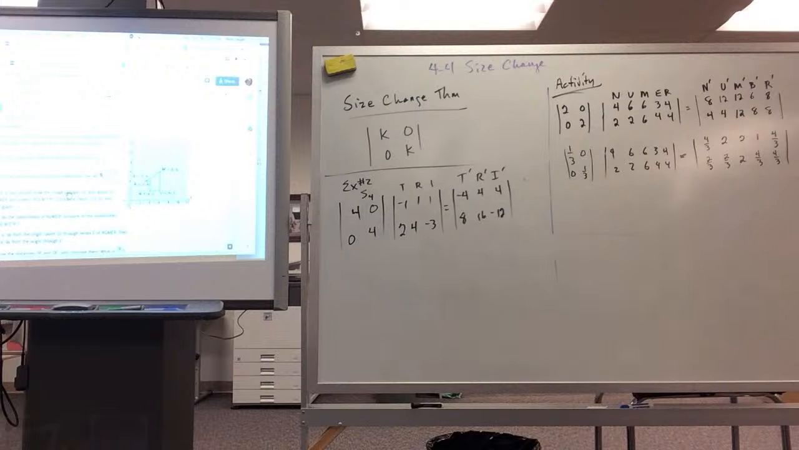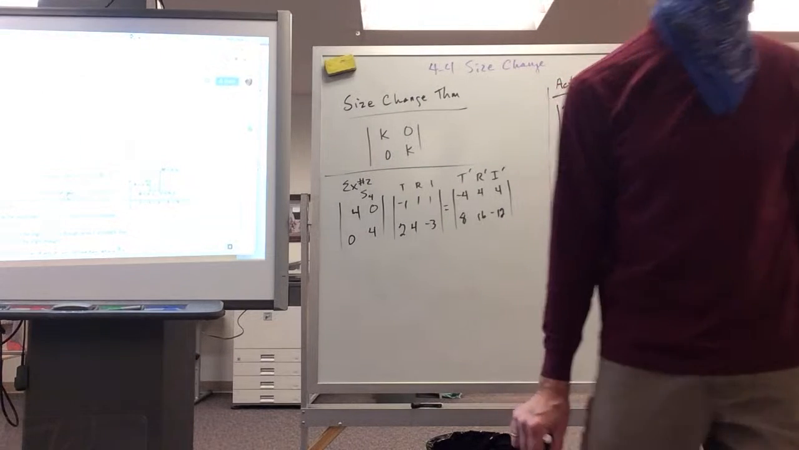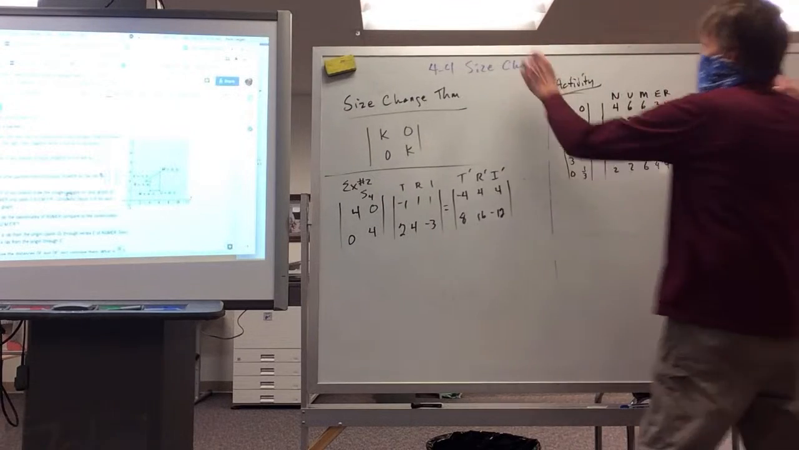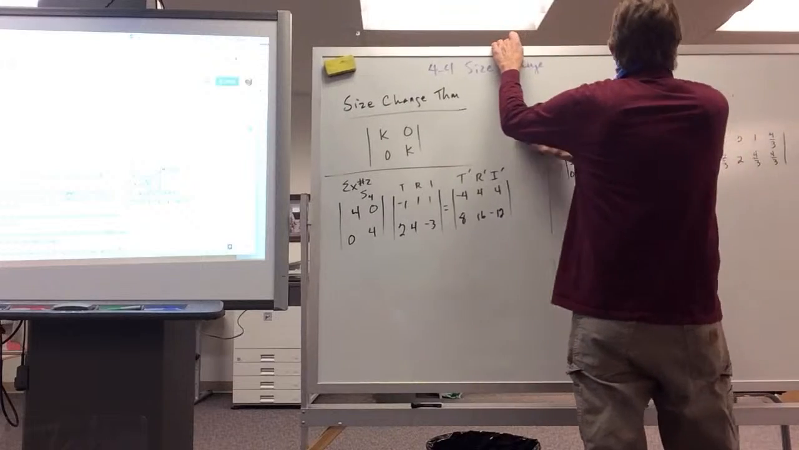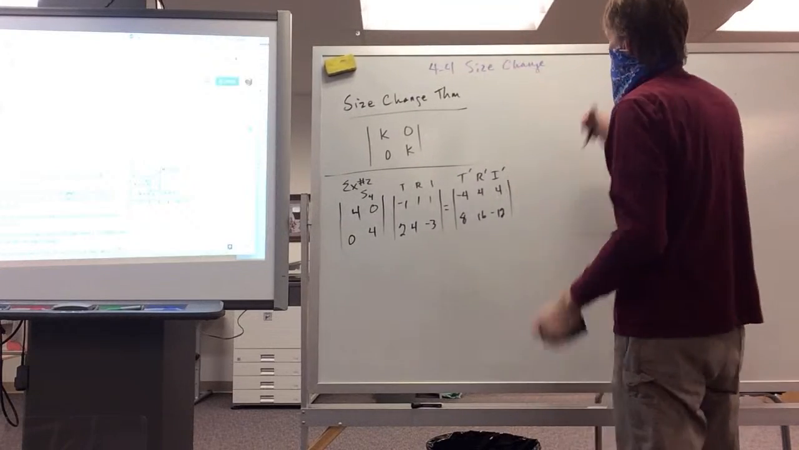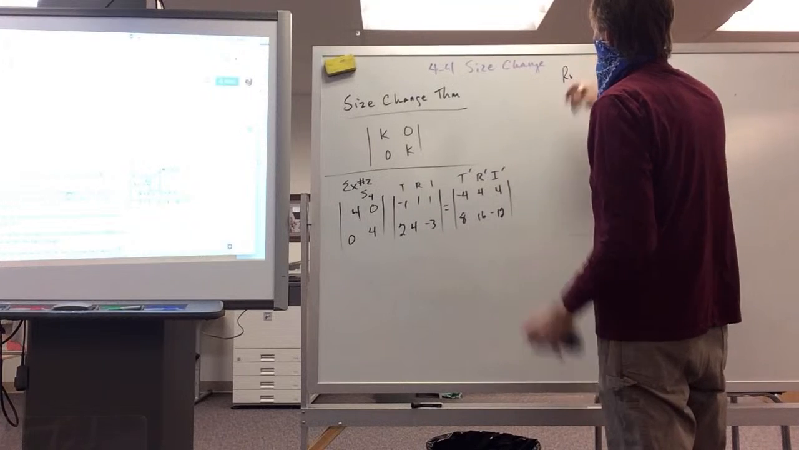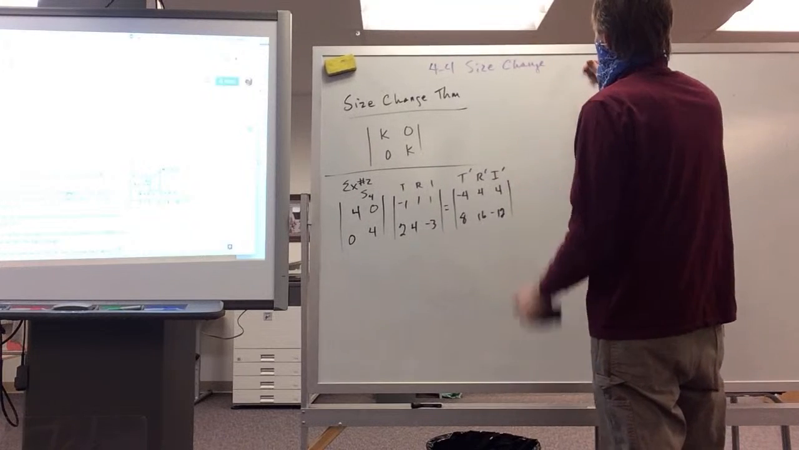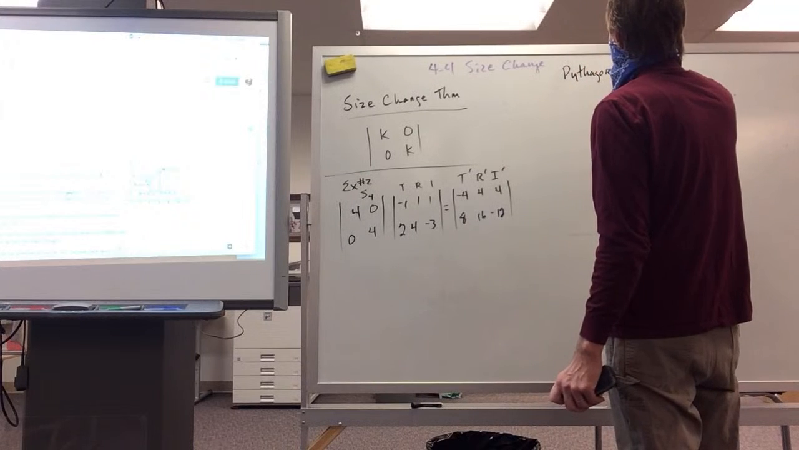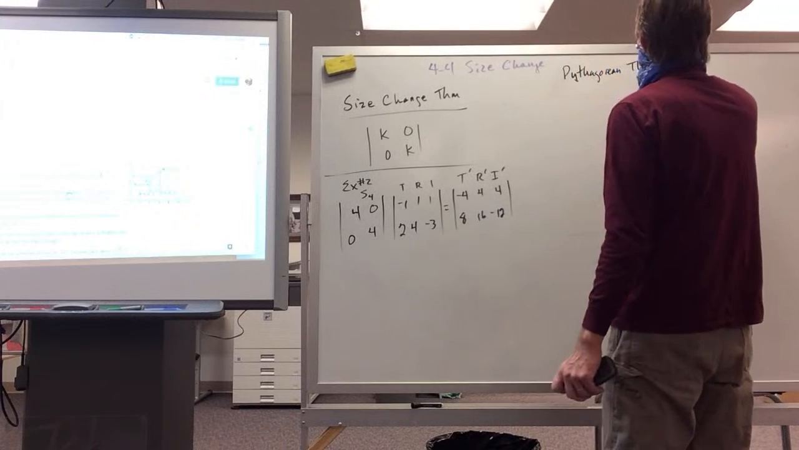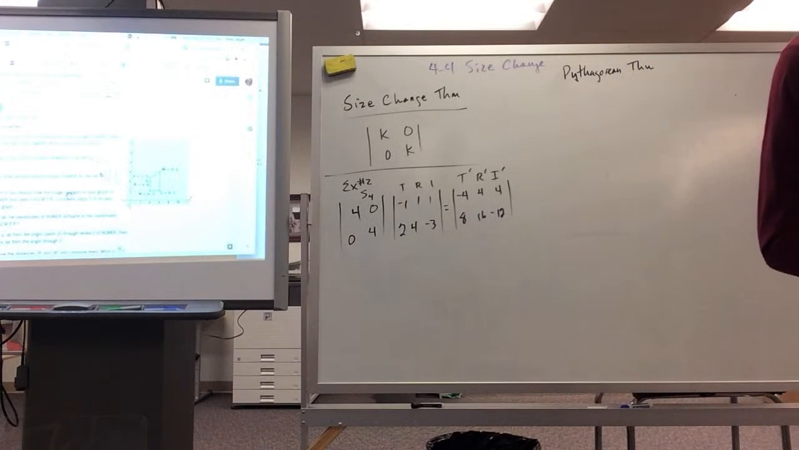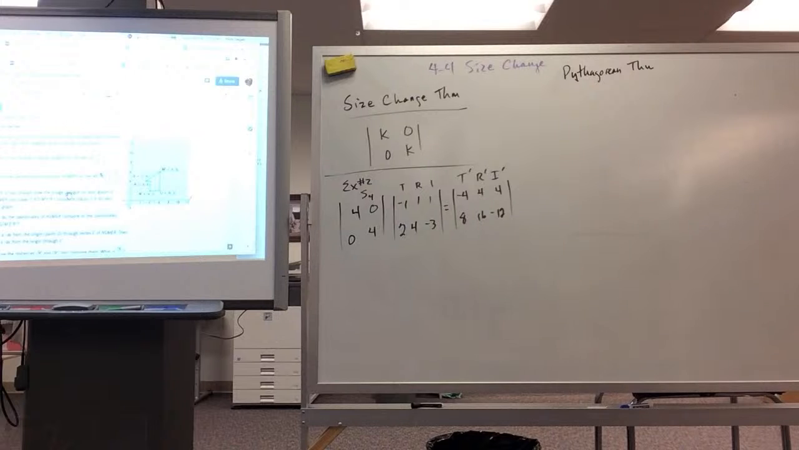Okay, you guys remember the Pythagorean? I hope so. If you don't, you think about it a lot. What's the Pythagorean? A squared plus b squared equals c squared.